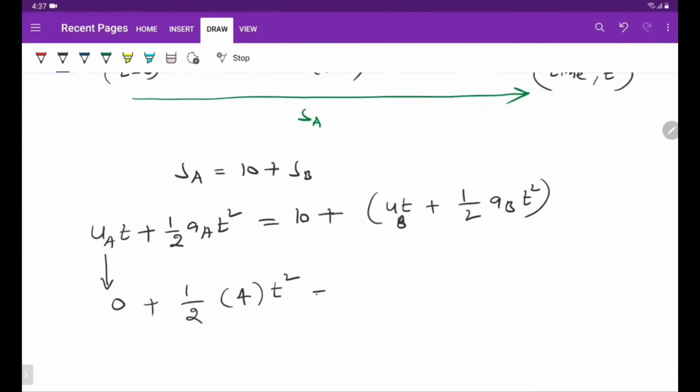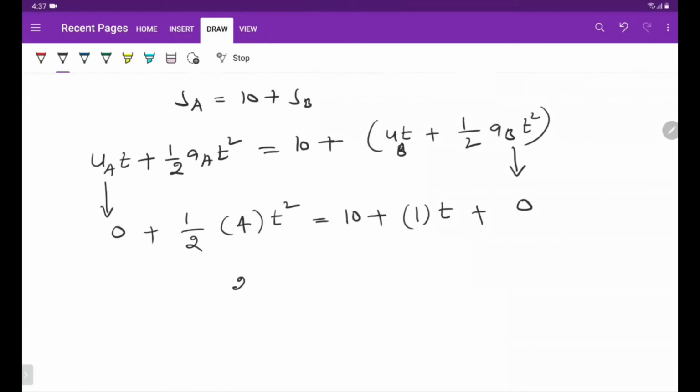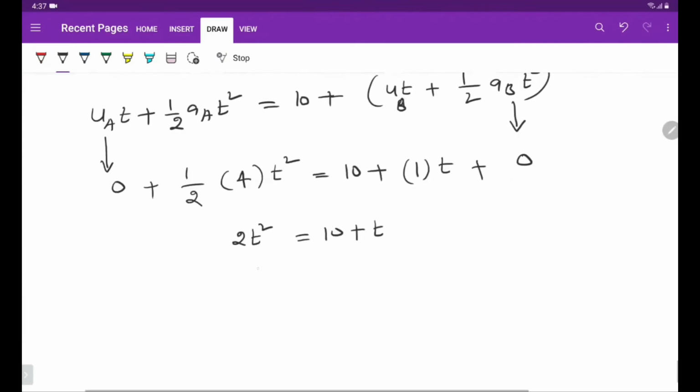So time is t. So 10 plus car B velocity, it is always constant 1, and time is t, plus car B acceleration is 0. Finally, we get 2t square is equal to 10 plus t. So 2t square minus t minus 10 is equal to 0.